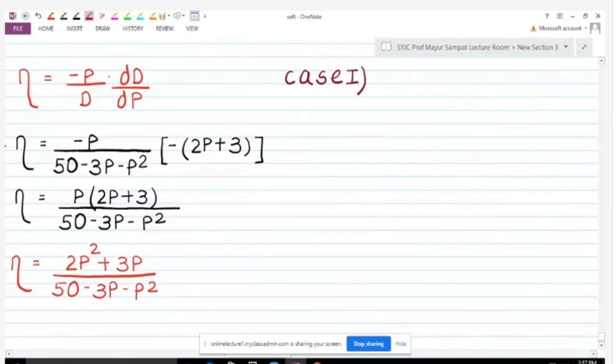Case number 1: when p is equal to 5, theta is equal to question mark. And p is equal to 5, theta is equal to question mark.